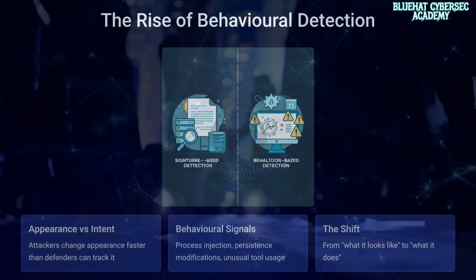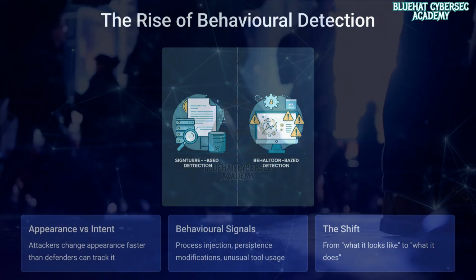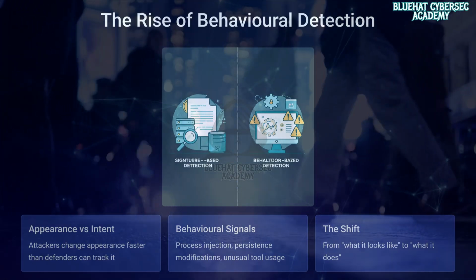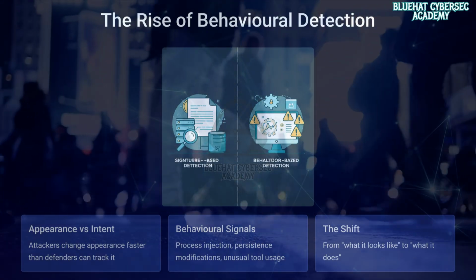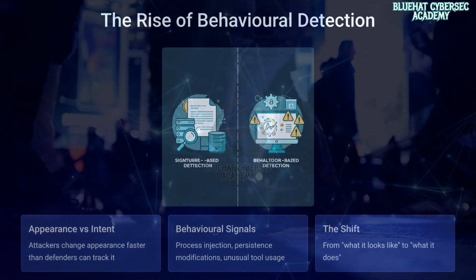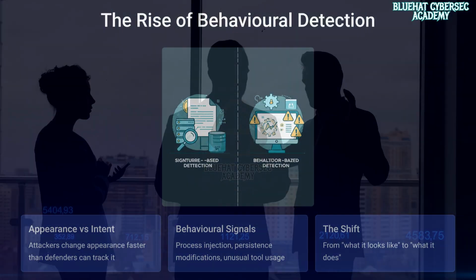And here is the uncomfortable truth. Attackers are no longer breaking systems. They are using the system itself. And that is why fileless attacks are so effective. Because they look normal.